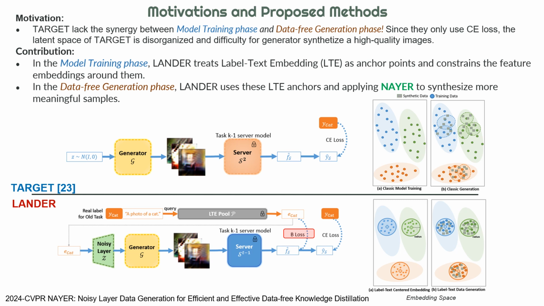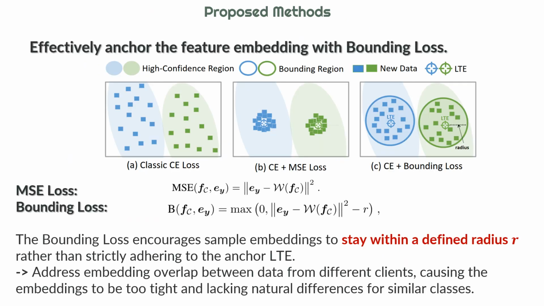Thanks to the well-organized latent space and the information of the anchor LTE, we can generate far better synthetic data for addressing the forgetting problem. However, it also raised the problem of how to effectively anchor the feature embedding.